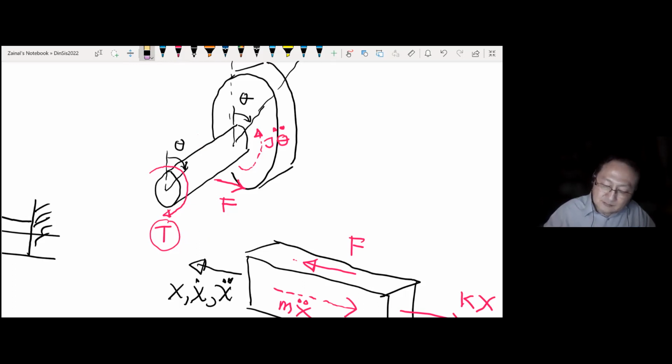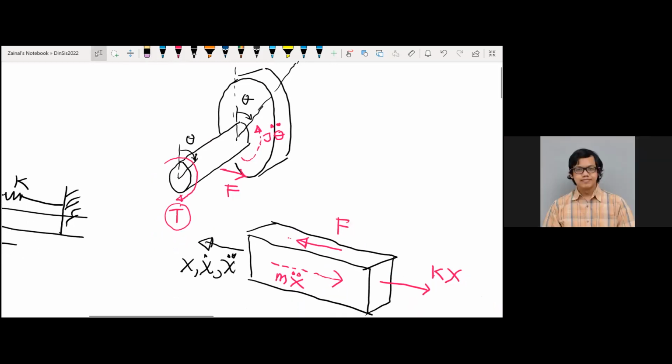Okay, any question? Pak, mau nanya, Pak. Ya. Kalau di shaft-nya tadi ada info K-nya, itu kebersamaannya bakal jadi gimana ya, Pak?